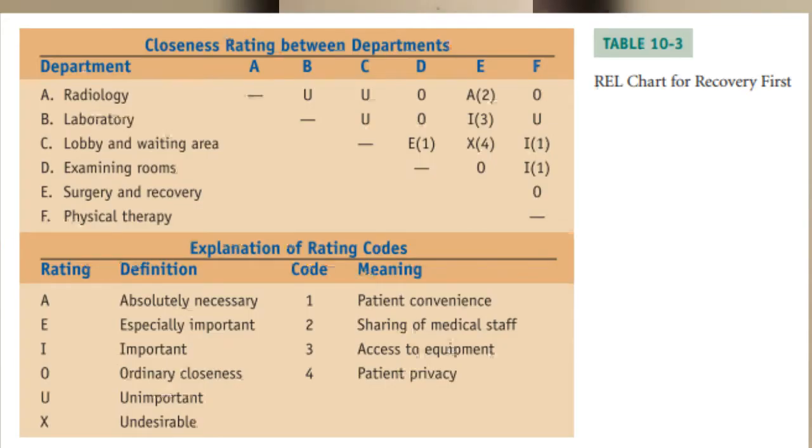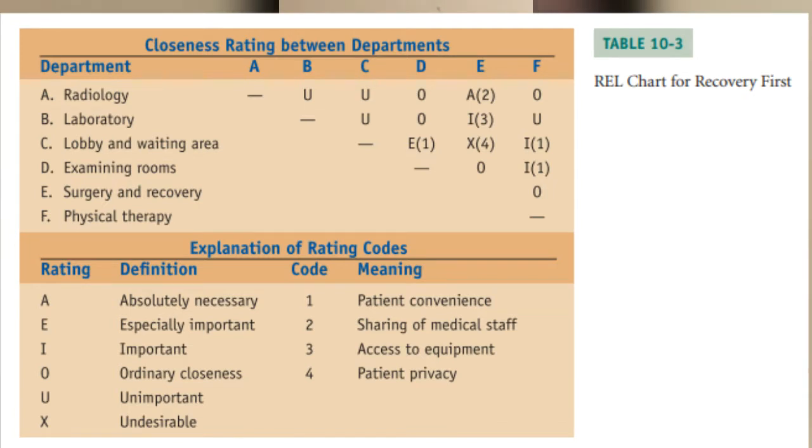A REL chart can be used in much the same way as a from-to matrix. The importance of having departments close together is calculated using a letter scale. Values in the chart can be obtained by interviewing management and staff. In explanation of rating codes, under the rating, A is for absolutely necessary, E for especially important, I is important, O is ordinary closeness, U is unimportant, and X is undesirable.